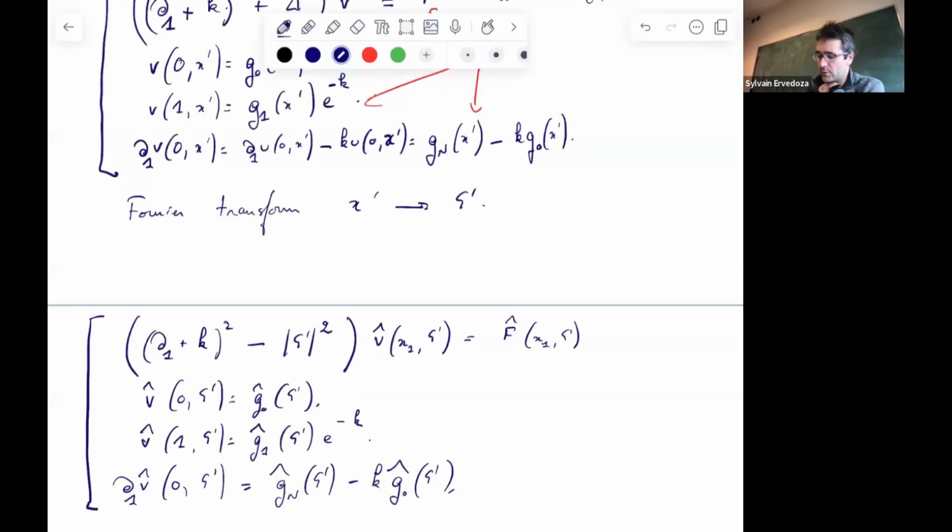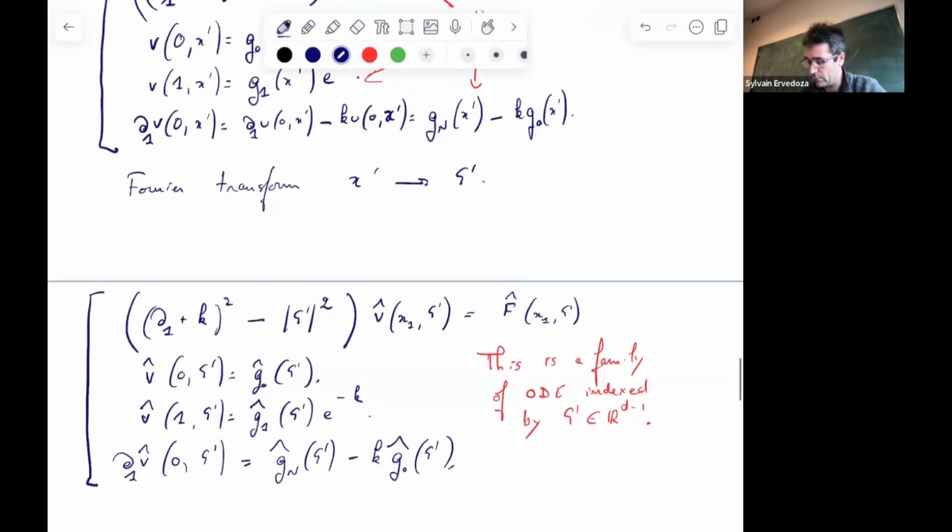Okay? And you see, once you have this, in fact, you know that you will be able to get estimates for a simple reason. The reason is that this is a family of ODE, again, indexed by psi prime, the Fourier parameter in R^(d minus 1). Okay, so given psi prime, you know exactly how to solve this equation.